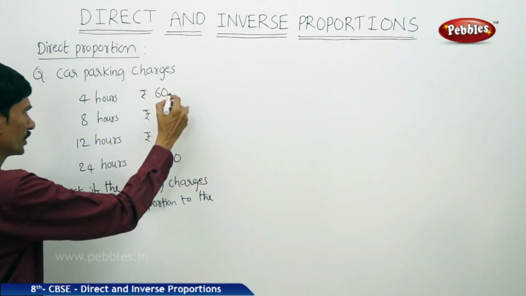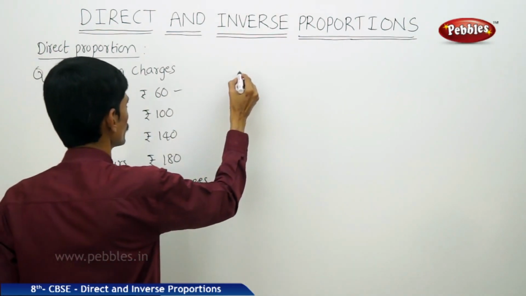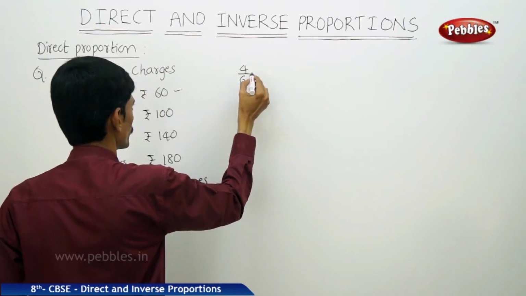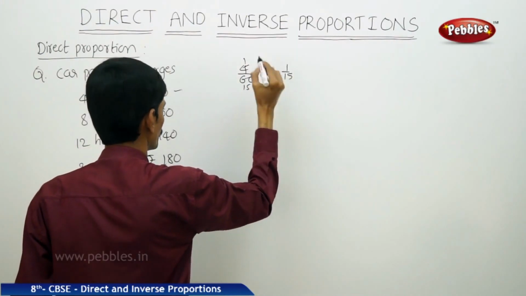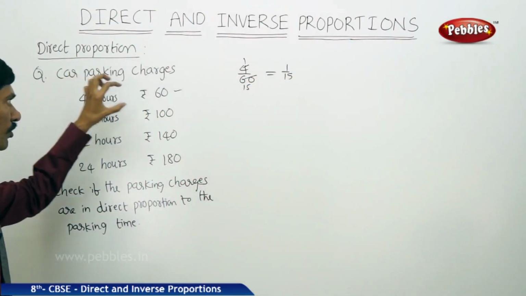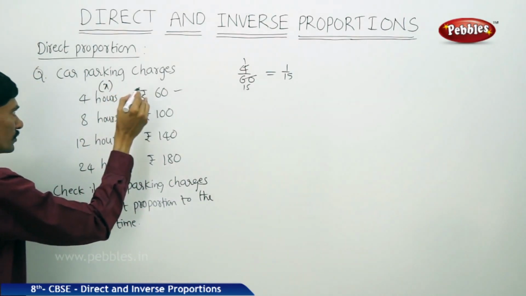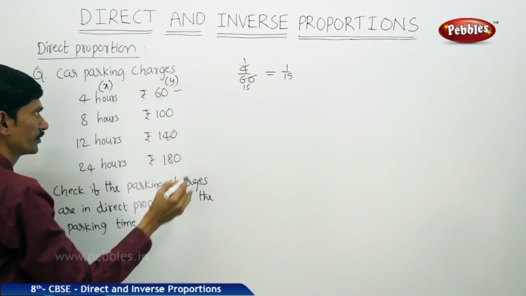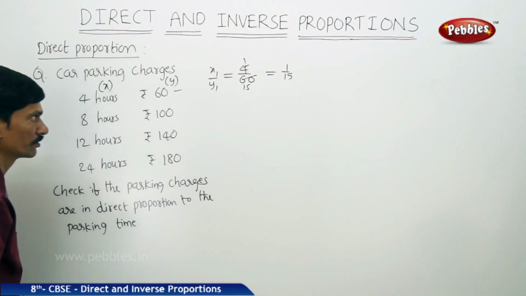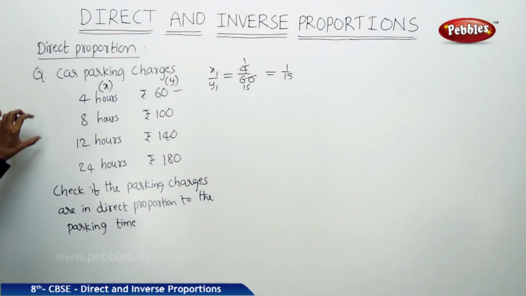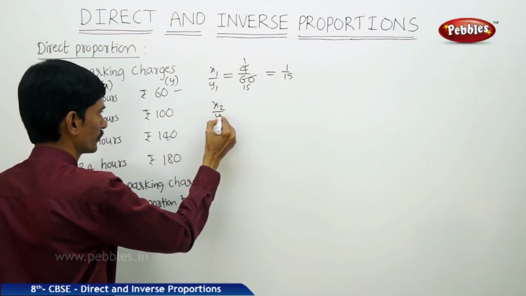Now let us take the first case. In the first case, the ratio between the two quantities is 4/60, which equals 4 ones are 4, 4 fifteens are 60. This equals 1/15. The ratio between these two quantities is 1/15. So if you take this as x and this as y, then x1 by y1 is 4/60, which equals 1/15. Now the second case 8/100. So x2 by y2 we will take now.